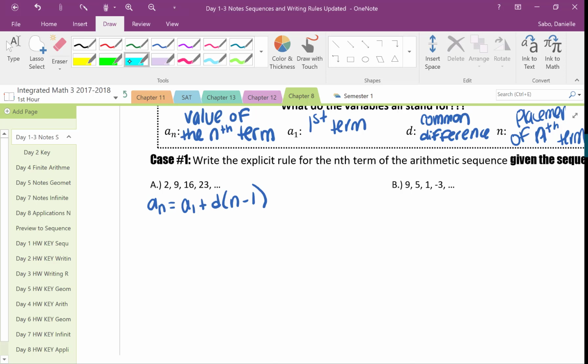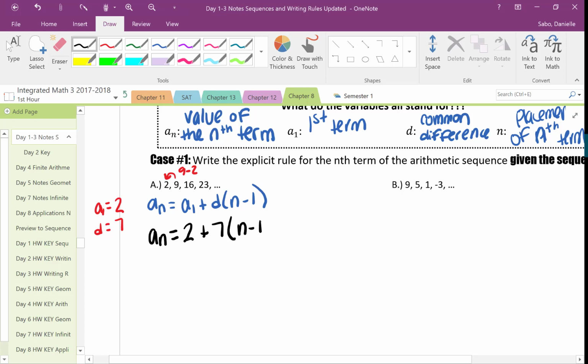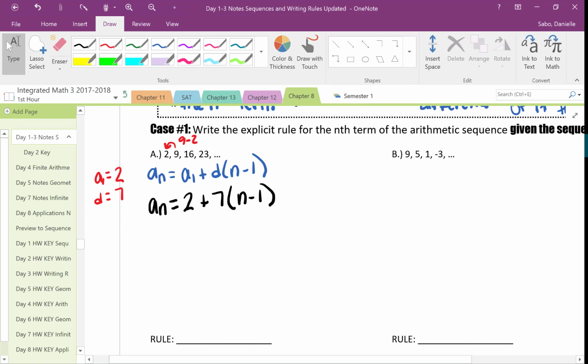Okay, what is the value of the first term? Sometimes I like to go off to the side and write those out. What is A1? 2. What is the common difference? 7. And again, that's just because I did 9 minus 2. That's how I got 7. And n we're going to leave alone for right now. Whenever you're writing a rule, n stays the same. So we're just going to fill those spots in. So now I have the value of the nth term is equal to the first term, which is 2, plus our common difference, 7, times n minus 1. Yesterday you learned how to simplify that, so please go ahead and do so.